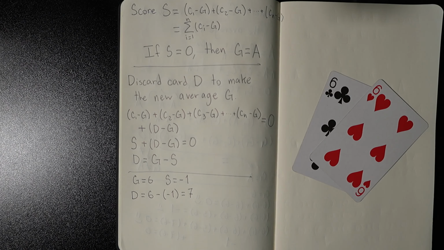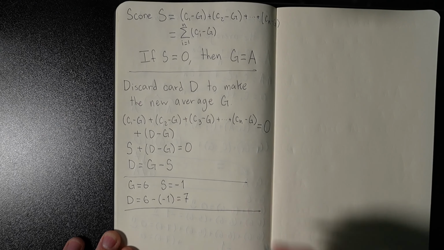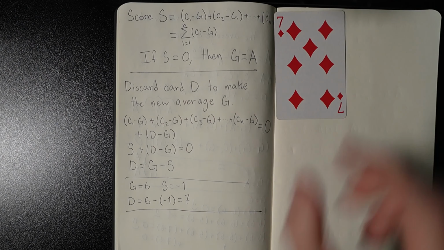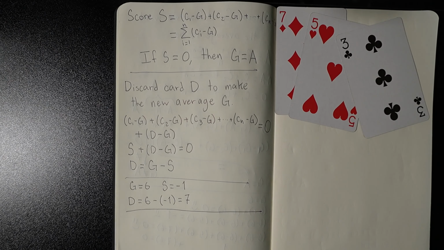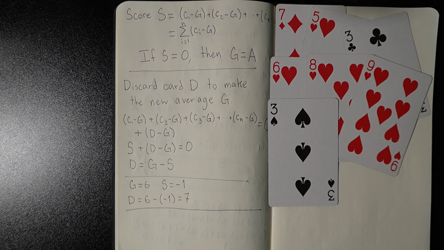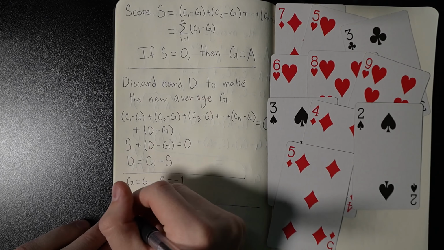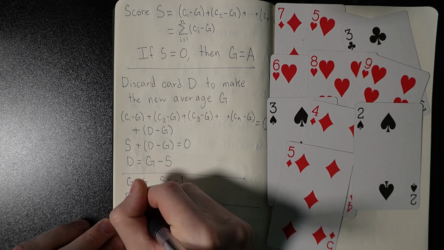For a different example, say the discard pile is a more complex 7, 5, 3, 6, 8, 9, 3, 4, 2, and 5. And we want to discard a card to make the average become 5.